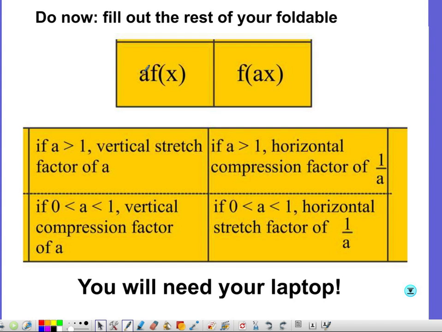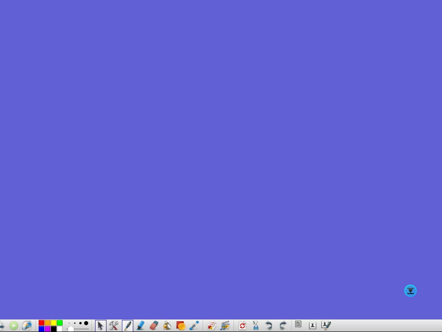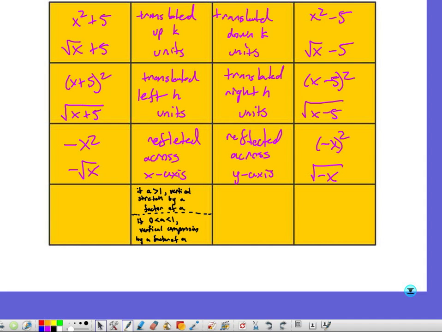Whenever we have a in front of the function f of x, if a is going to be larger than 1, so we use 2 as our example, we saw that the graph got thinner, and so it's a vertical stretch. For the other one, if we use a number between 0 and 1, in our example we use 1/2, it is a vertical compression by a factor of a. Now the other transformation, I'm going to leave it up to you to discover. So that's what we wrote down.